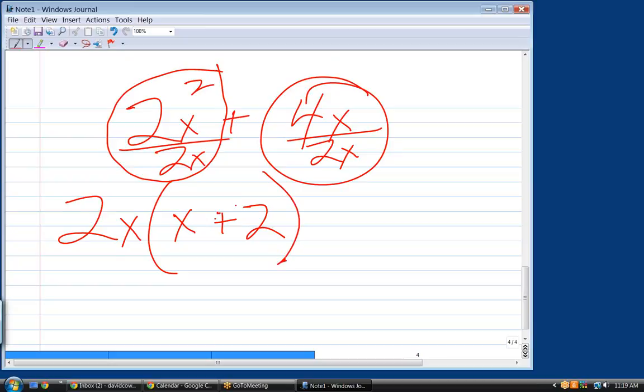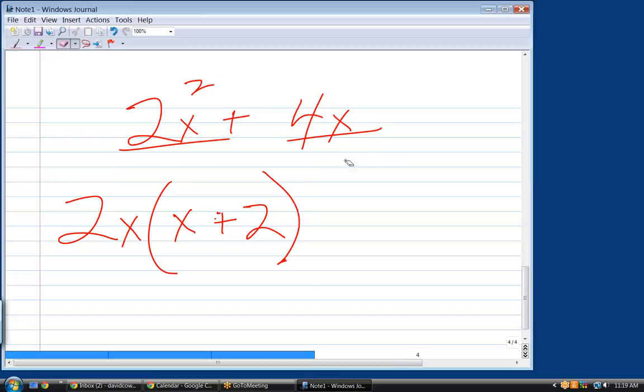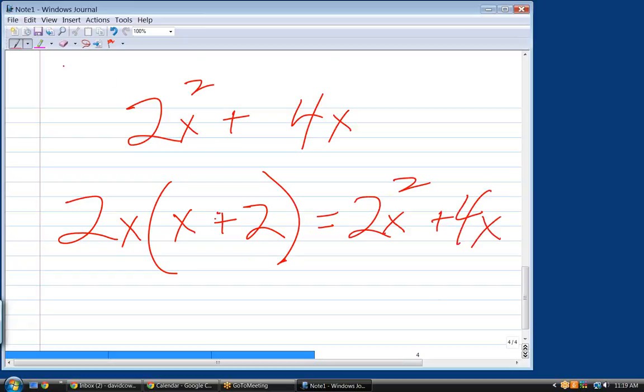Plus 2. Okay, now, when we're done, let's make sure we multiply everything back together again to make sure that it is what we started with. Multiply these two things together. We're going to multiply every term by every term. Well, when we do that, 2x times x is 2x squared, and 2x times 2 is plus 4x. So we got the same thing. And you always want to do that check until you're really comfortable with factoring.